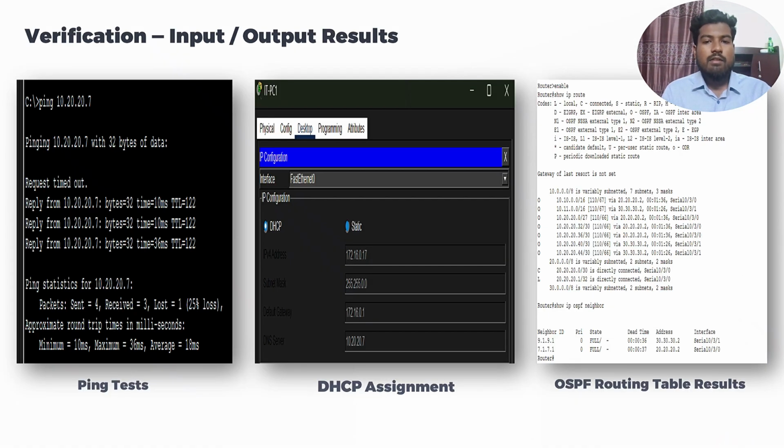After completing the configuration, we performed several tests. Ping tests were used to verify connectivity between devices. DHCP tests confirmed that devices received IP addresses automatically. OSPF routing tables were checked to ensure successful route exchange between routers. These tests showed that the network was functioning properly and all major services were operating successfully.